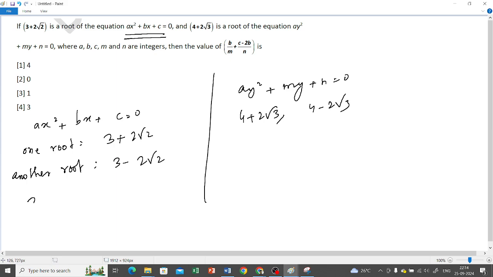Now let me do the sum of the roots over here. So tell me what will be the expression and the whole equation. I am going to do the sum of the roots, Shritama. Add these two and then equals to what? Tell me what I should write.